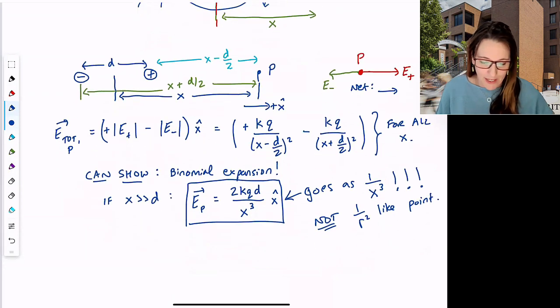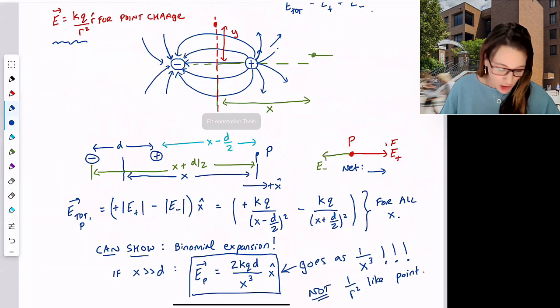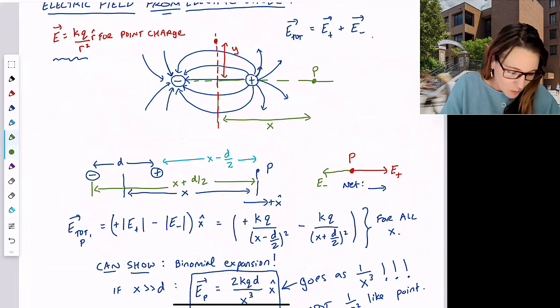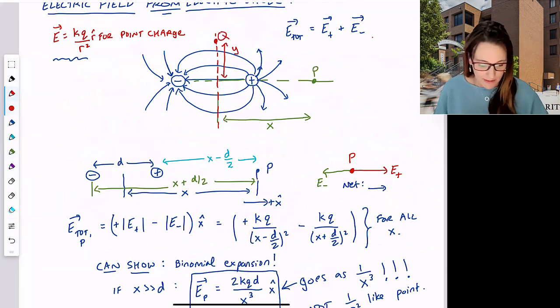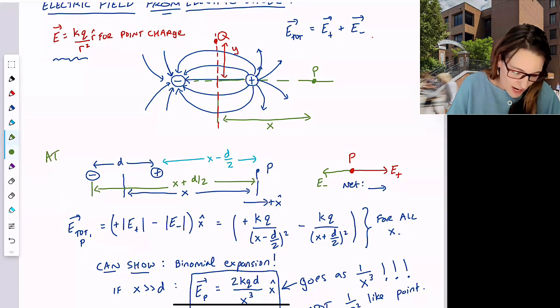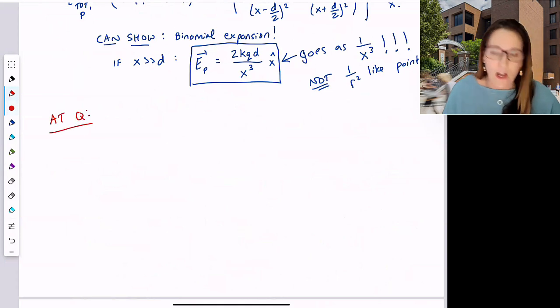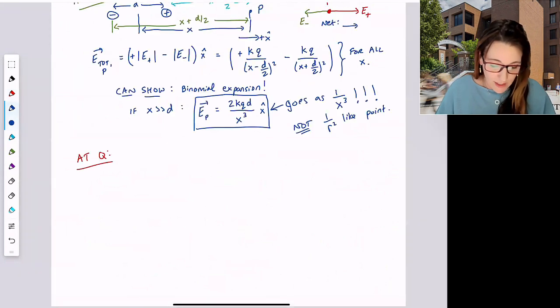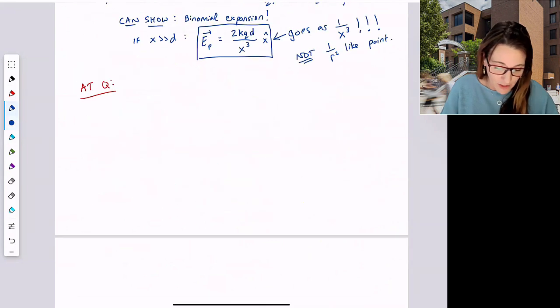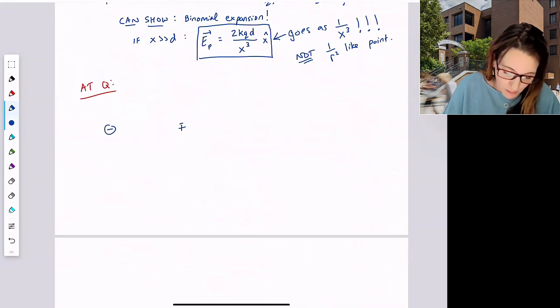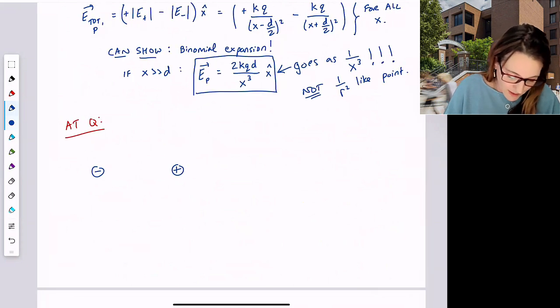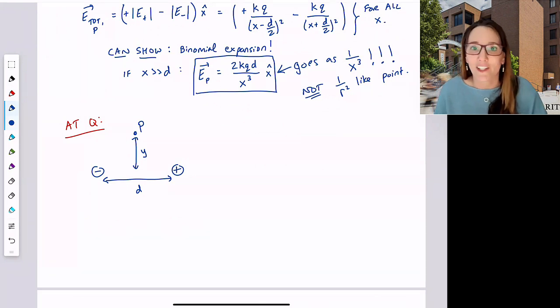Okay, so let's now look at, I'll call it, point Q. So let's label this one point P, and we'll label the one that's along the perpendicular axis point Q. So now we're going to dive into point Q. I'm going to redraw my dipole again, with the minus here and the plus here, and I'm going to have that separation again as d. I'm going to pick my point, and I'm going to call that some distance y along that perpendicular bisector.